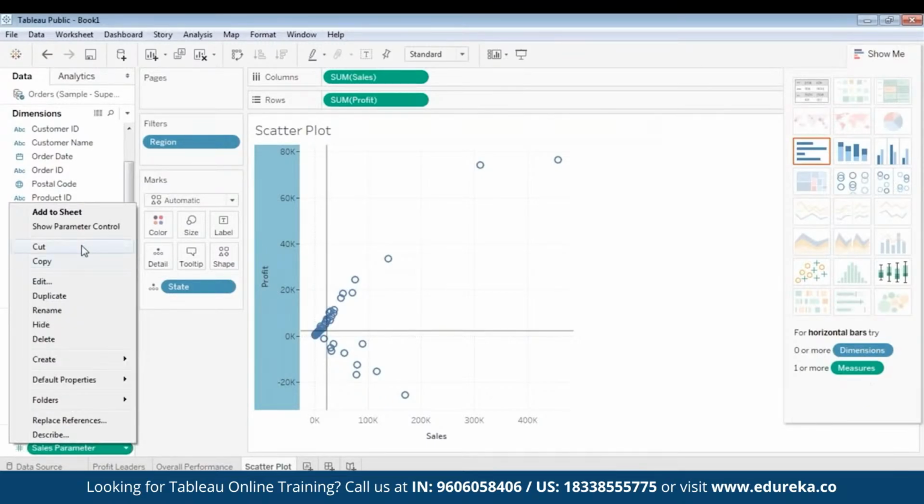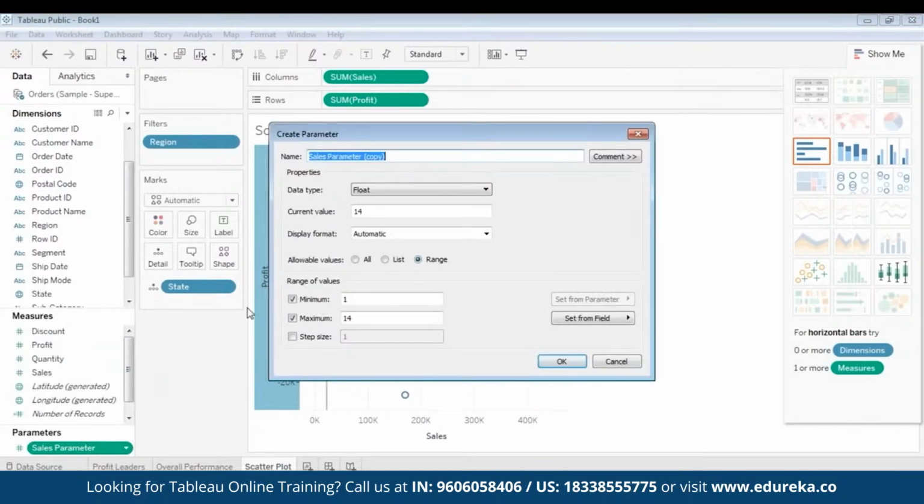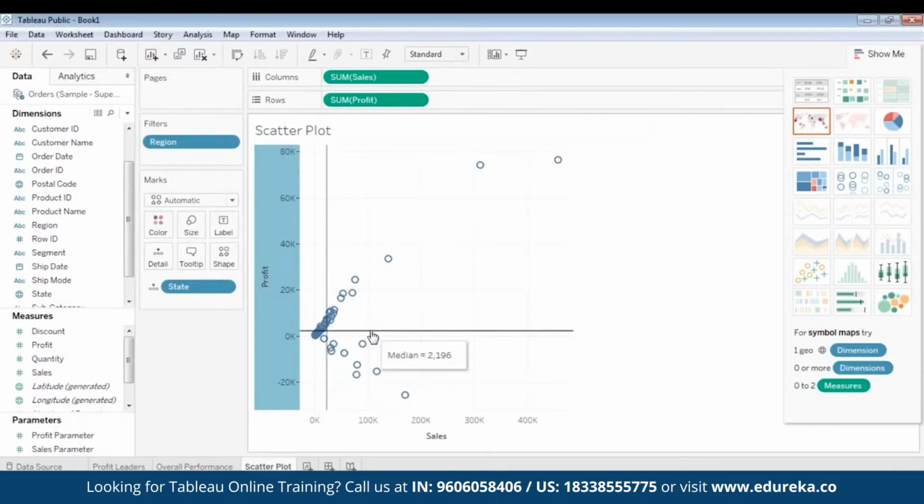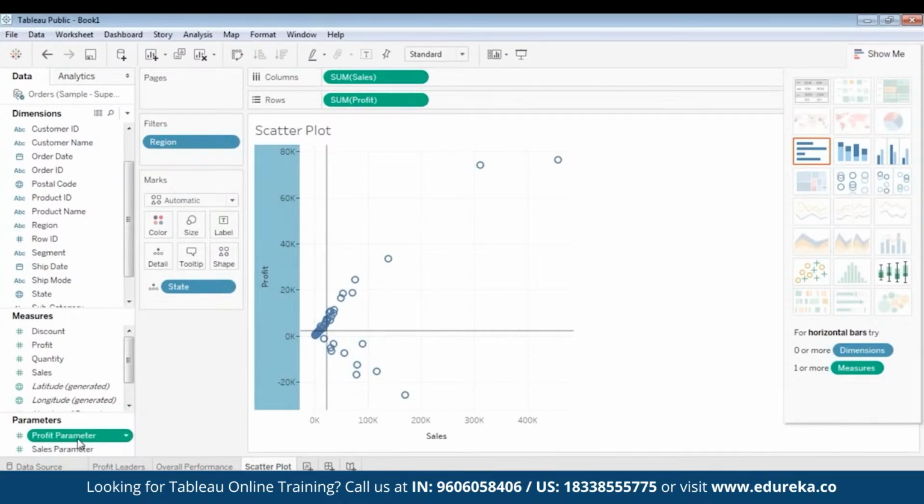You can see one parameter has been created, sales parameter. I will create one more parameter, guys. Go to create parameters and click on profit parameter. So my profit parameter is 2196. This is the median, right? And click on OK. It was 2196, right? Yeah, 2196. So now we have sales parameter and profit parameter. Why I created these two parameters was because I want to distribute my data in different quadrants, with different colors. Now let's see how to do that.